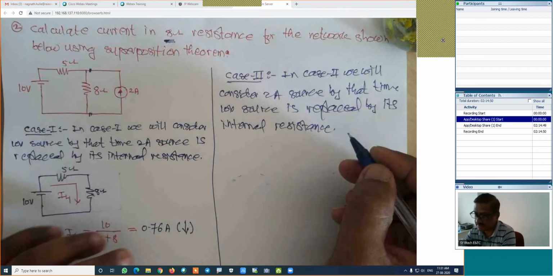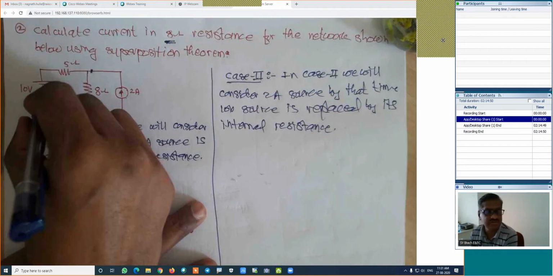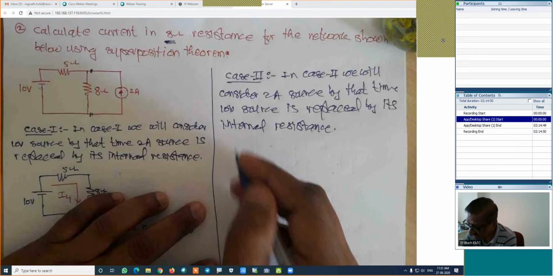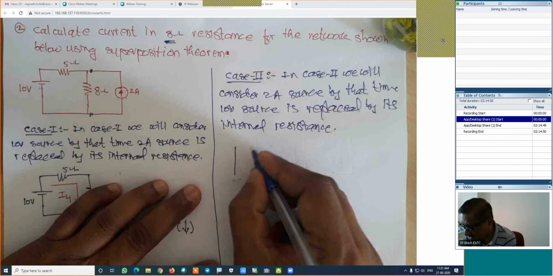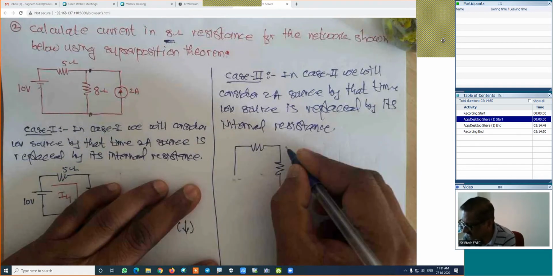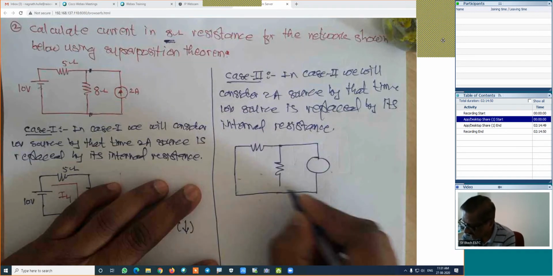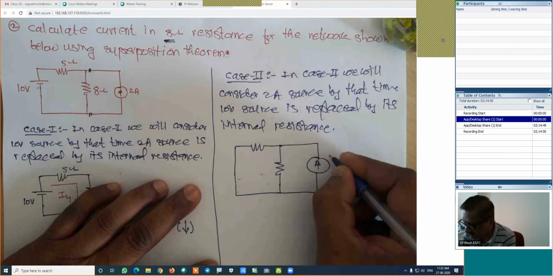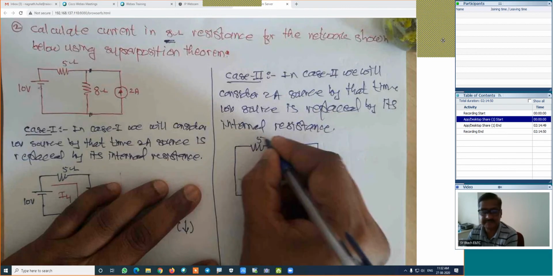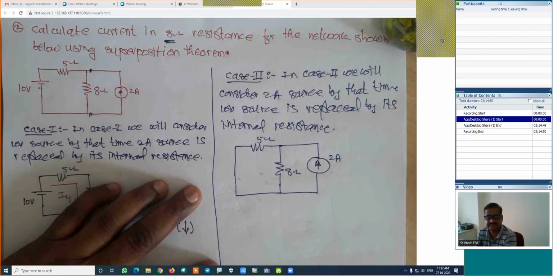Is it right? How will be the figure then? This is the voltage source. How much is the internal resistance of the voltage source? Its internal resistance is 0. That's why it should be replaced by a simple wire, 0 resistance. Something like this. In this case, this current is 2 amperes. This resistance is 8 ohm. This is the 5.